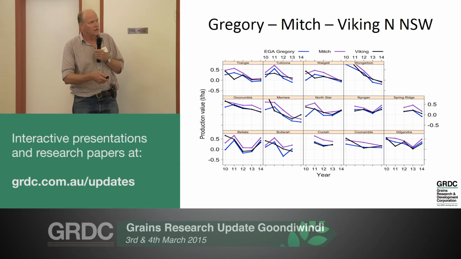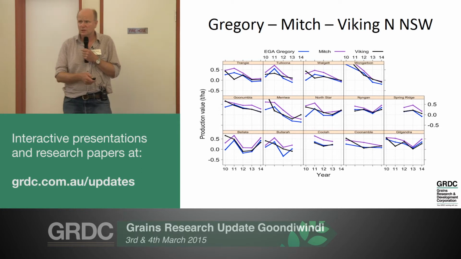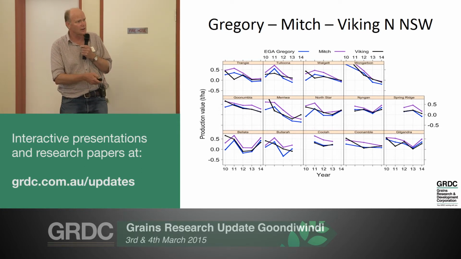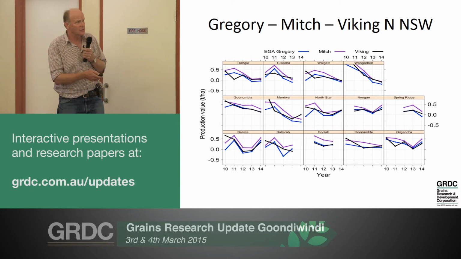Another comparison that I thought was worth making was Gregory, Mitch and Viking. Mitch and Viking being newer varieties, how do they perform? Well, there it is. They're all performing sort of differently, but in a similar sort of a way, so that they're all reasonably comparable, except that Mitch seems to be high yielding.